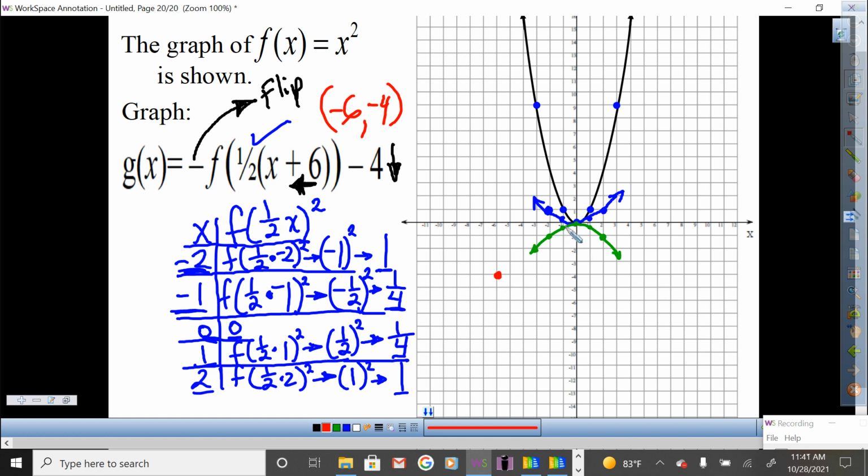Yes? And then we just plot our other points. So we have 2 points next to the point of origin, or the vertex, at a quarter, right there and right there. And then these two are 2 steps to the left, 1 down, 2 steps to the right, 1 down. And there is our g of x.